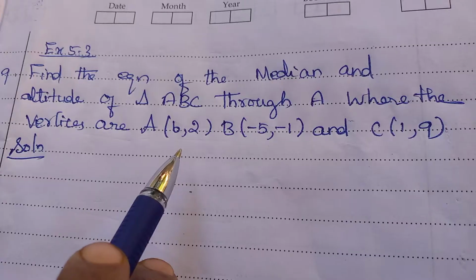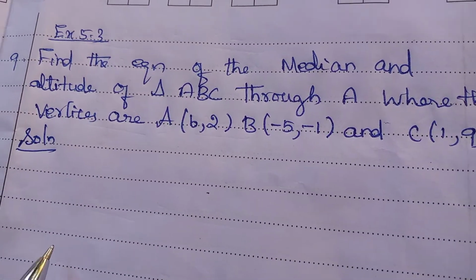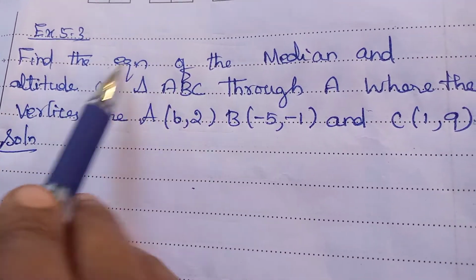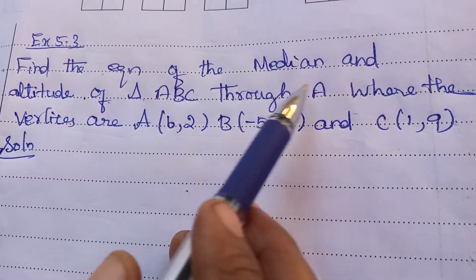Understood? Let's write the next question. Exercise 5.3 question number 9. What is question number 9 now? Find the equation of the median and altitude of triangle ABC through A.